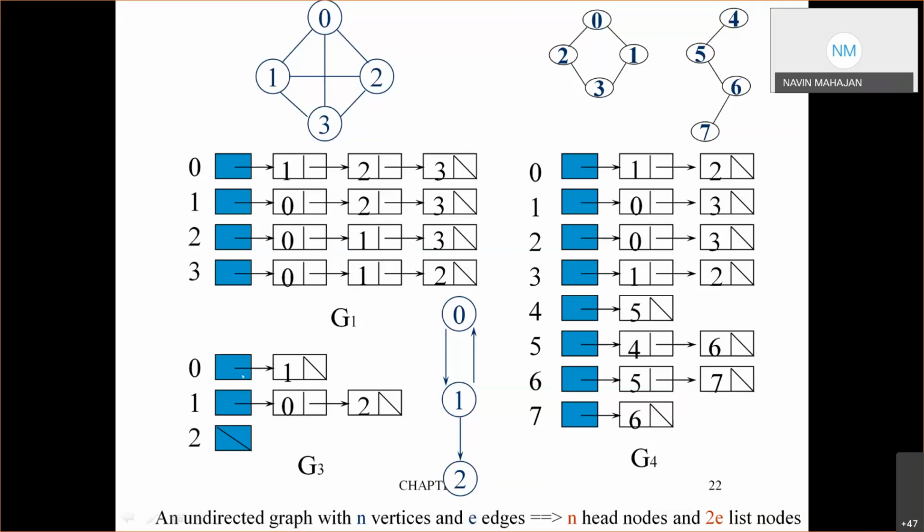So I will write 0 to 1, as a list. Adjacency list. What about 1? 1 to 0 and 1 to 2. There are 2 edges here which are outgoing. So I will write 1 to 0 and 1 to 2. What about 2? 2 has only an incoming edge, but there are no outgoing edges. So I will write just null.